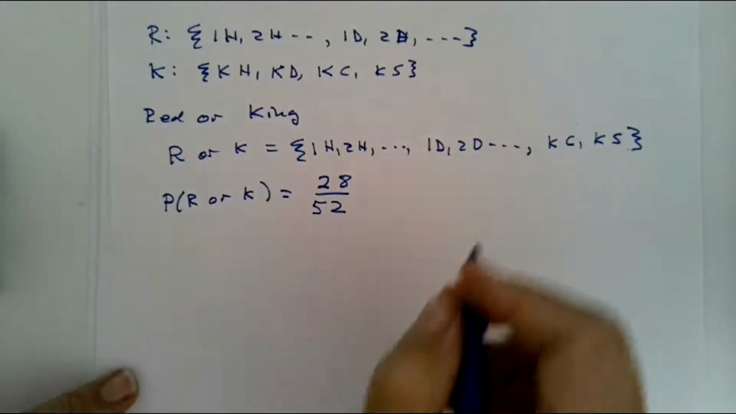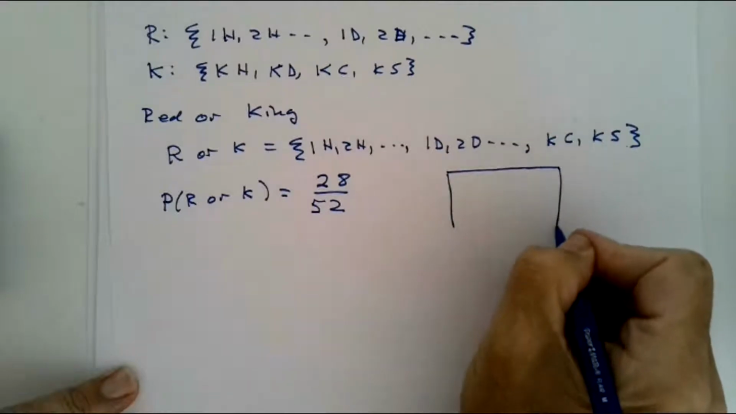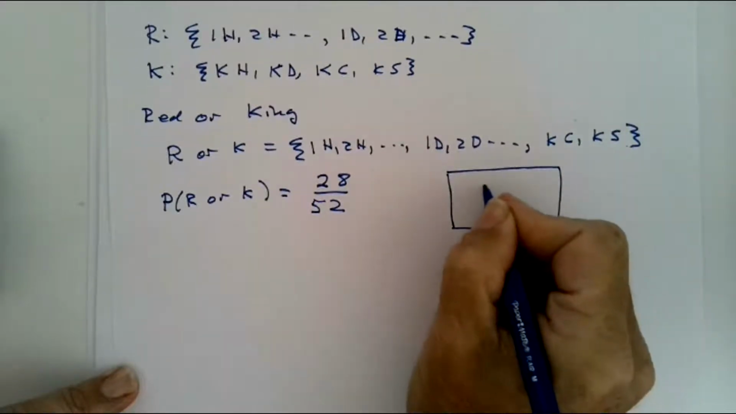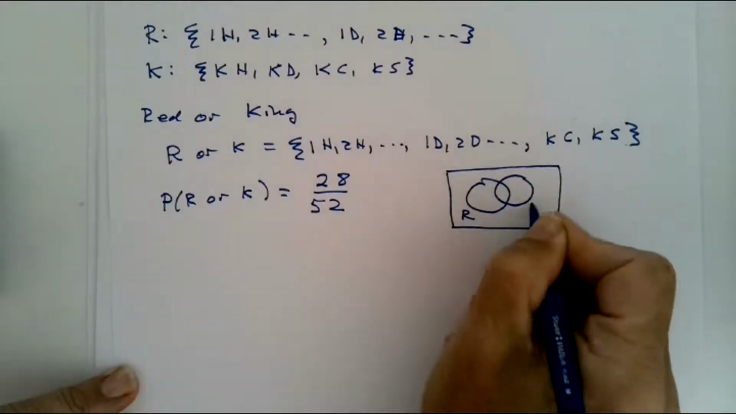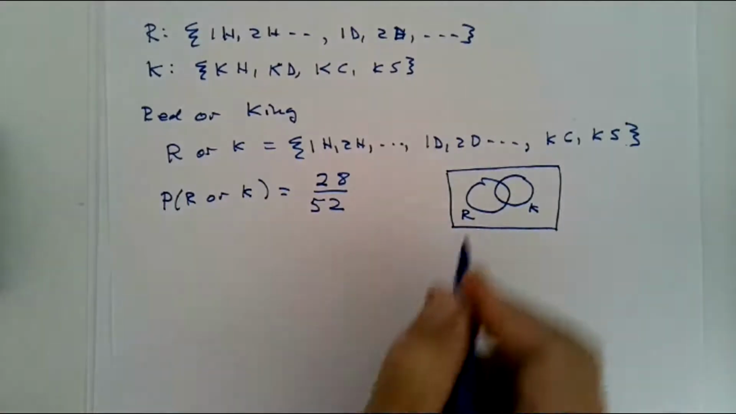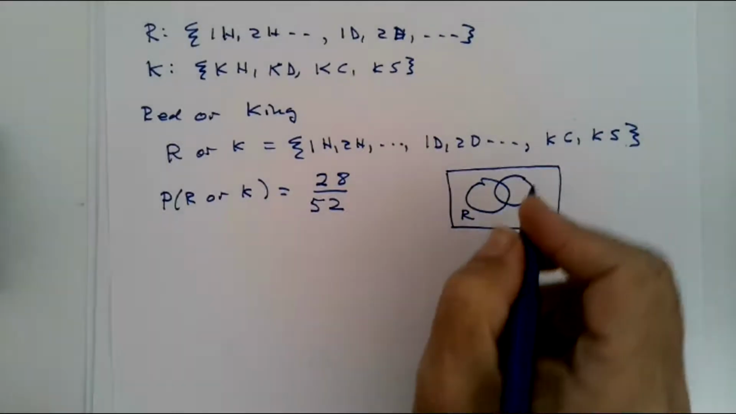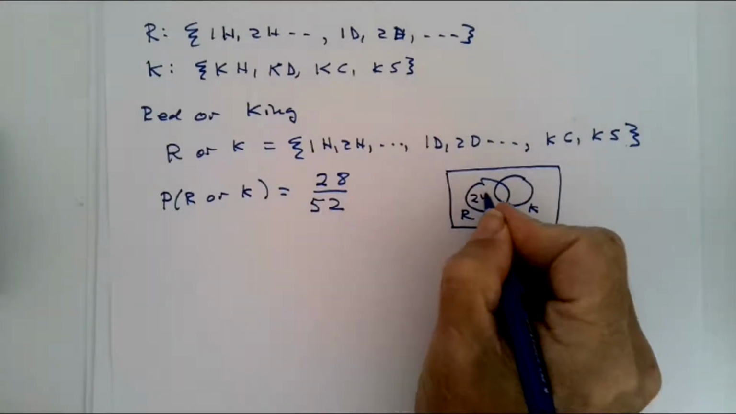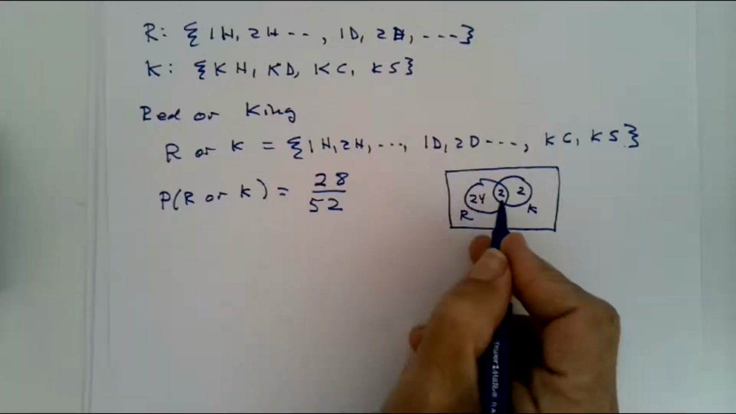The way to think about this is to think of a Venn diagram. And look at these regions. This is red cards. This is king, and this is overlap. Now we have a total of 26 red cards. How many are not kings? 24 are not kings. 2 of them are kings. How many kings do we have? We have 4 kings. 2 are red and 2 are black. 2 are not. So you can see there's your 24 plus 2 plus 2.